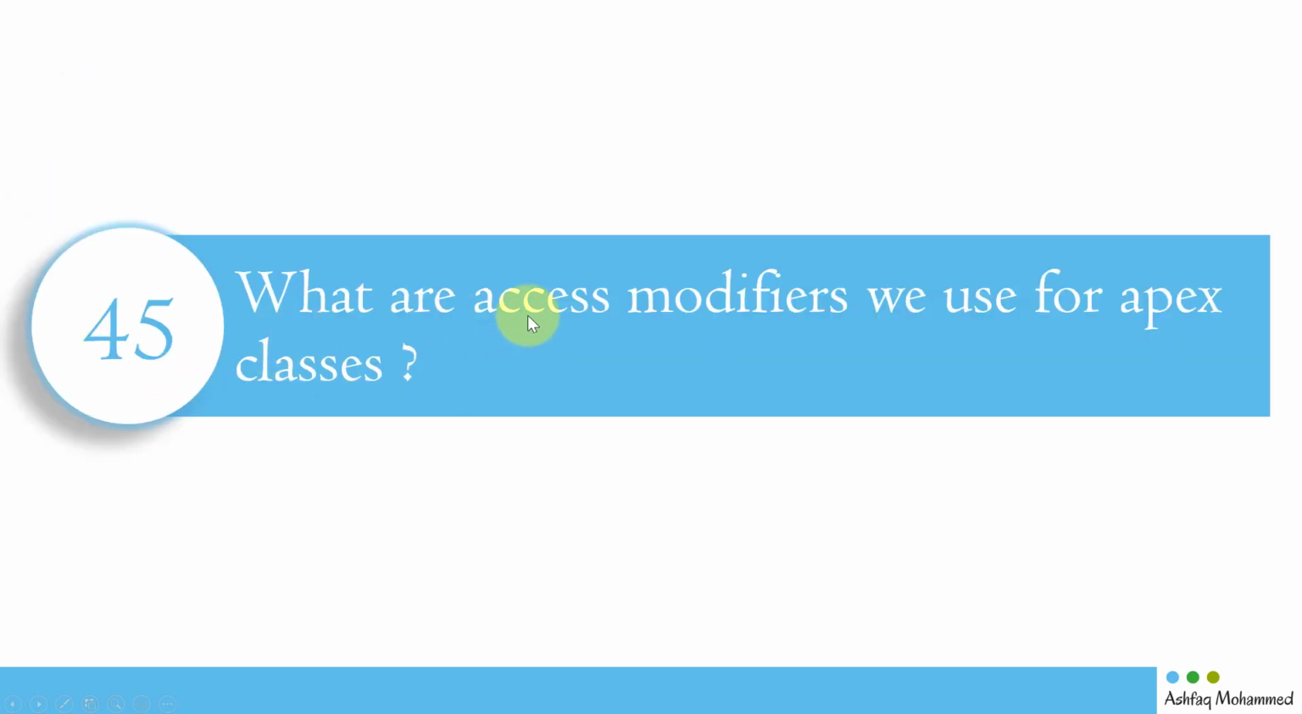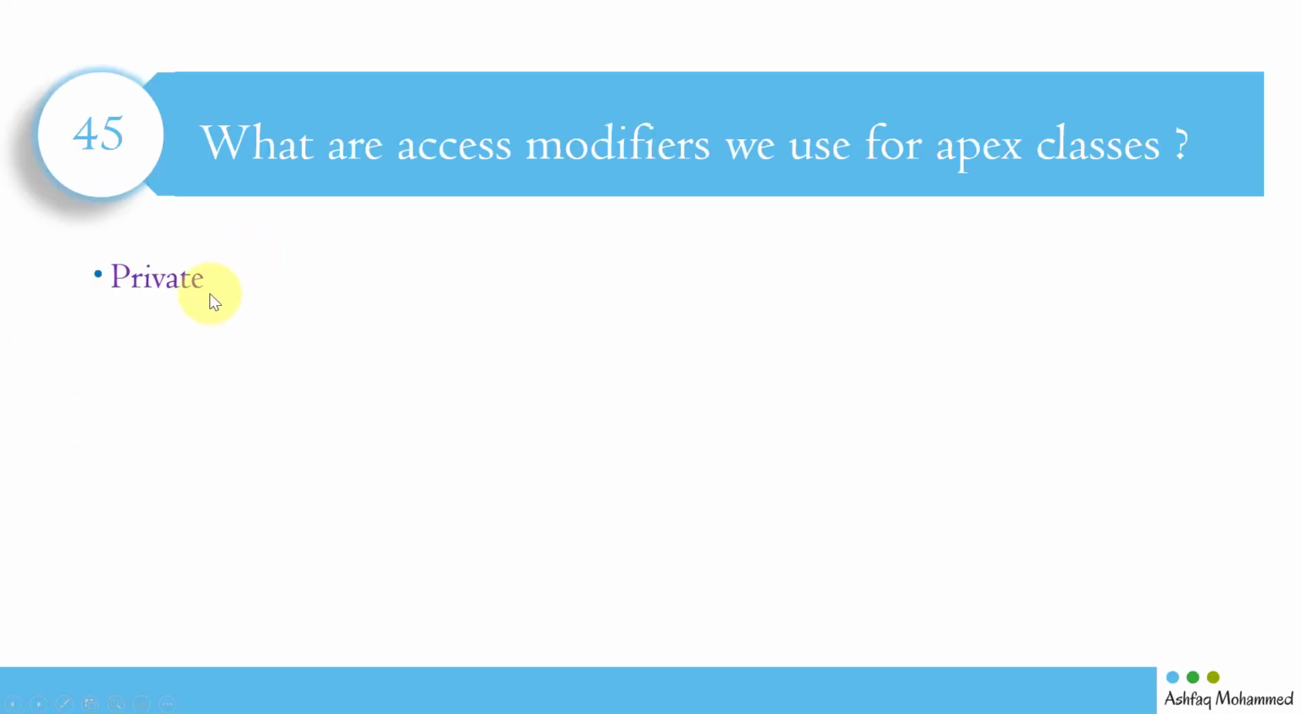Next question is, what are access modifiers we use for Apex class? Okay, so access modifiers can be for methods as well as for classes, but here I'm specifically talking about access modifiers for classes. Okay, so the access modifiers are private, public, and global. So for Apex classes, we have 3 access modifiers.